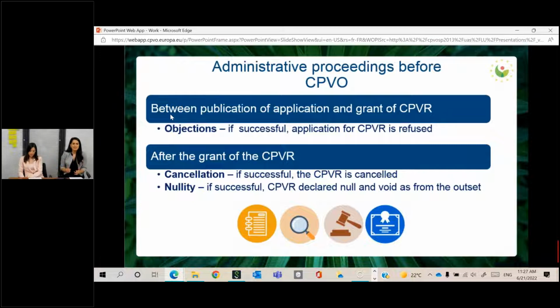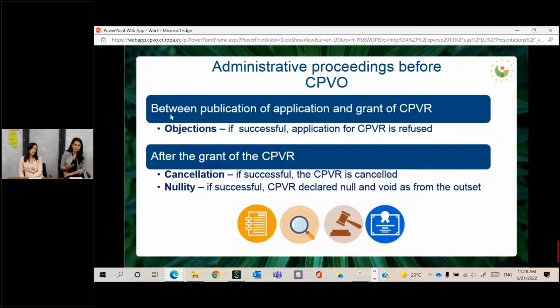The other proceedings that we see are the cancellation and nullity proceedings. I'm not quoting the basic regulation. I invite you to read Articles 20 and 21 for an official definition of these proceedings, but basically the objective of these petitions is to delete a CPVR that is already granted from the register. The difference between nullity and cancellation is the effect that the final decision taken during the proceedings has, and the rationale behind it.